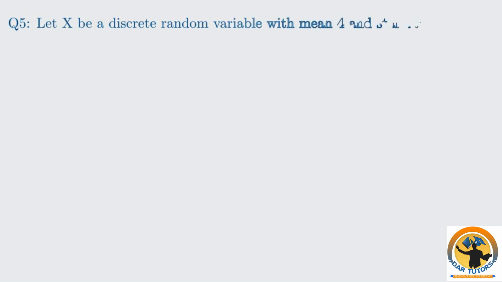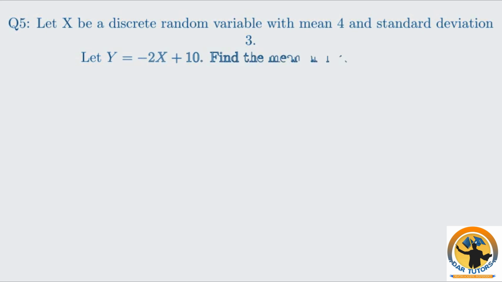Final question, number 5. Let X be a discrete random variable with mean 4 and standard deviation 3. Let Y equal negative 2X plus 10. Find the mean and variance of Y. Take a moment to apply the transformation rules we learned.